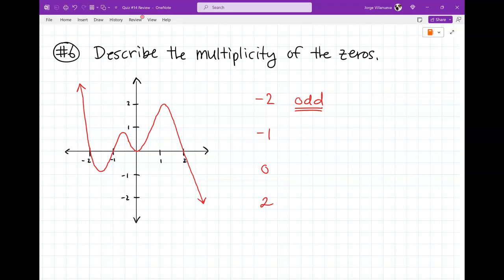So what about -1? Is that even or odd? This is odd. What about 0? Is that even or odd? That's even because it bounced. You can see how it bounced right here. It kind of did a little curl, so it bounced off. And what about 2? Is that even or odd? Odd. And that's basically what your quiz is.